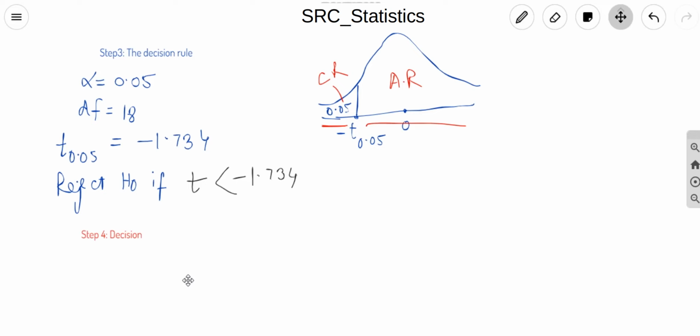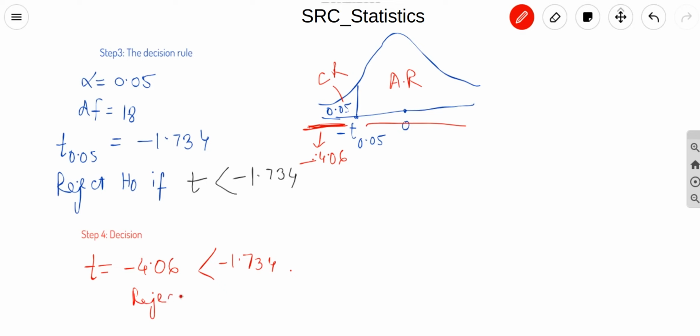Now step 4, decision. Okay, so we can see that t equal to negative 4.06, our calculated value of the test statistic, and clearly it is less than negative 1.734. So that means the calculated value of test statistic lies somewhere here, negative 4.06. So it is lying in the critical region. Therefore our decision is to reject the null hypothesis.